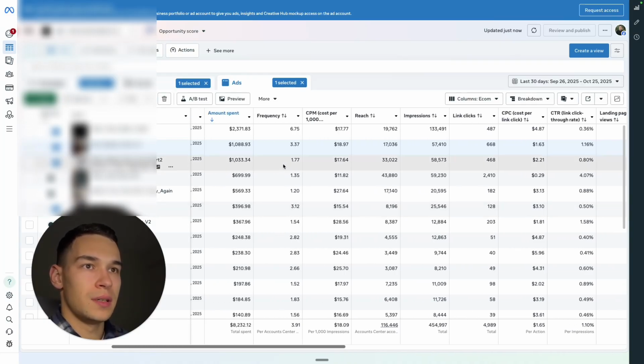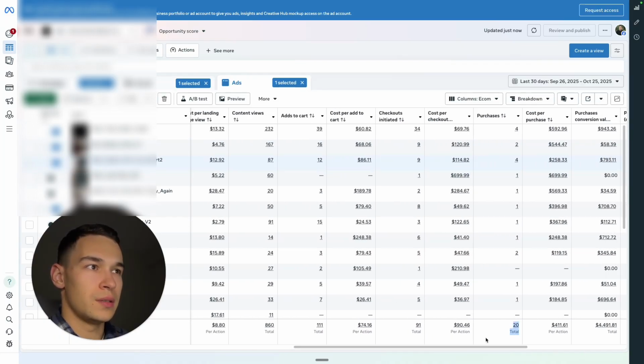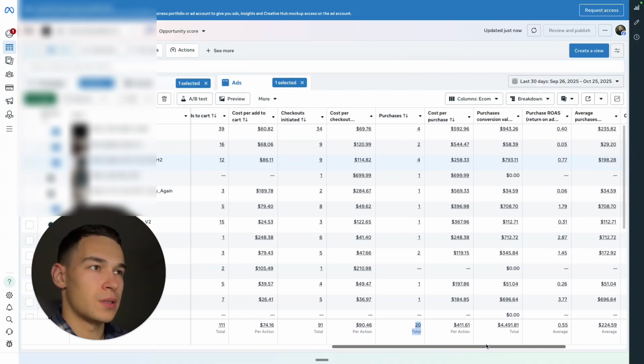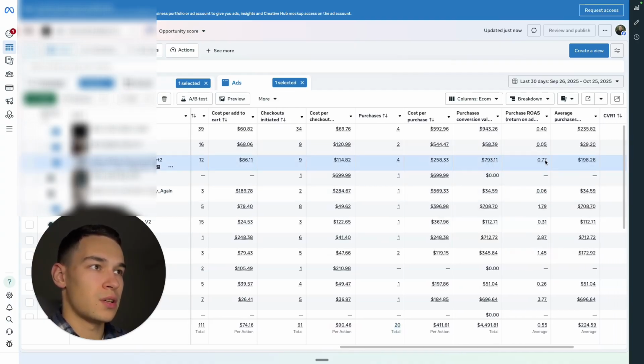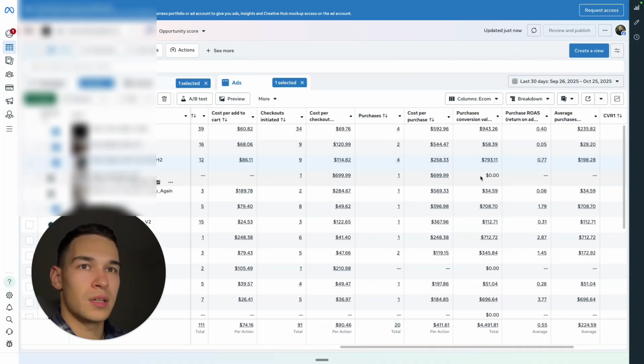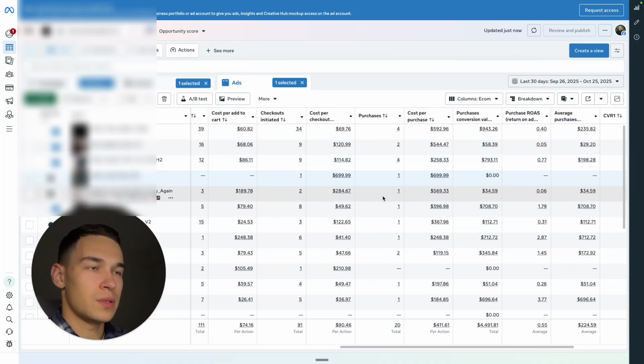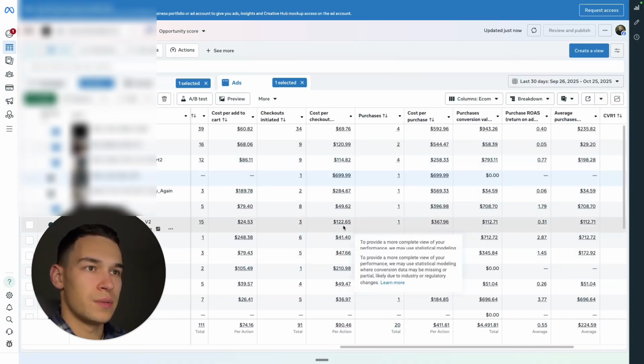1.8. Also the next highest, 1.8 here, $2 per click. CPM is quite good. Okay, $260 per purchase. Average purchase value $200. So this one we can leave. It's not the best, but it's not the worst here as well. This one's already stopped. $700 on sale, 0.